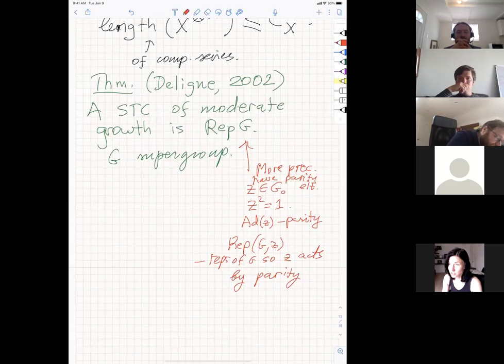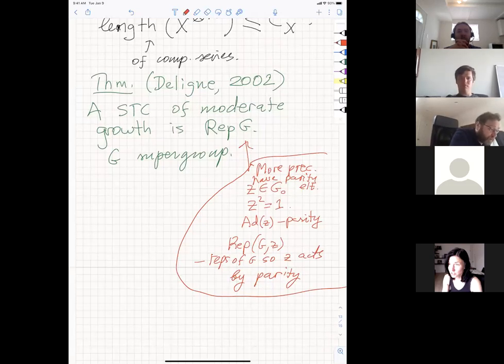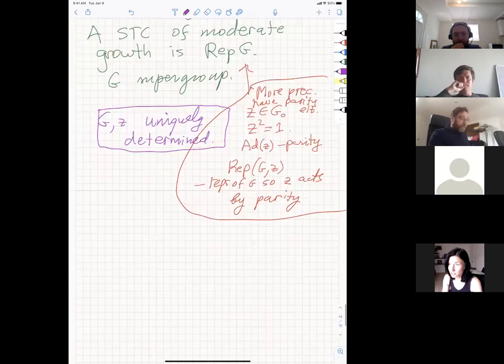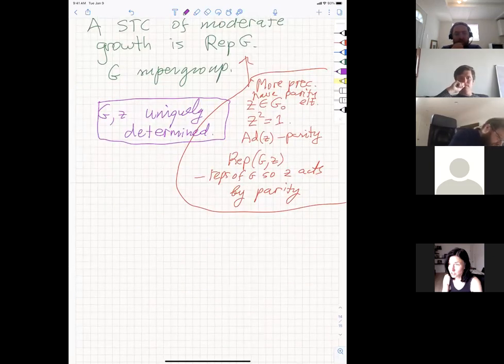But this is a kind of minor point. Essentially, it's representations of G. So a moderate growth category is always of this form, and G is uniquely determined. In fact, this G and Z are uniquely determined. So we don't get any surprises if we impose this condition of moderate growth. But without moderate growth, this is not true. And there are some new categories.